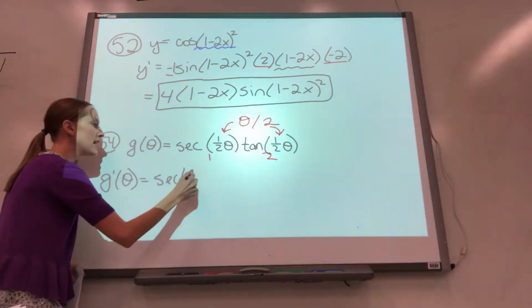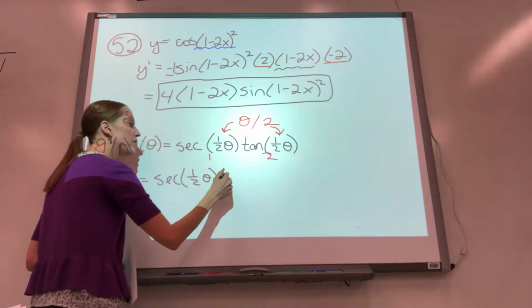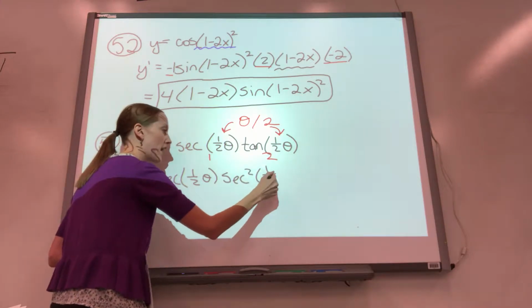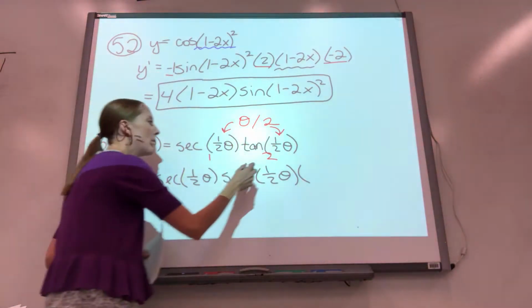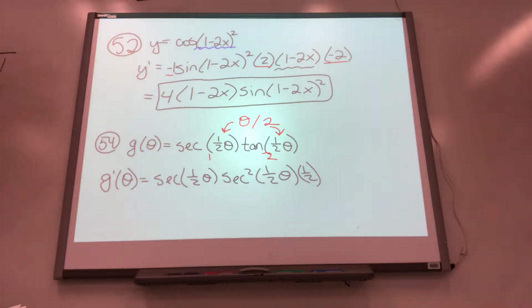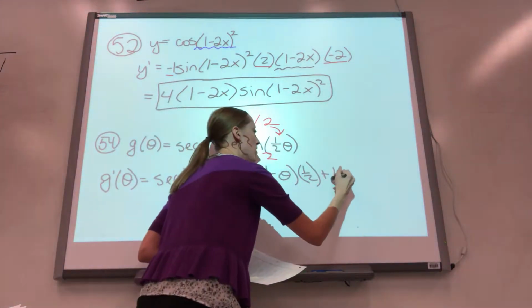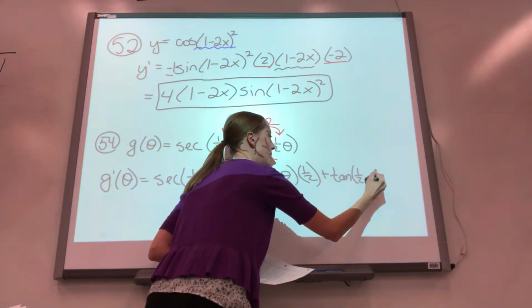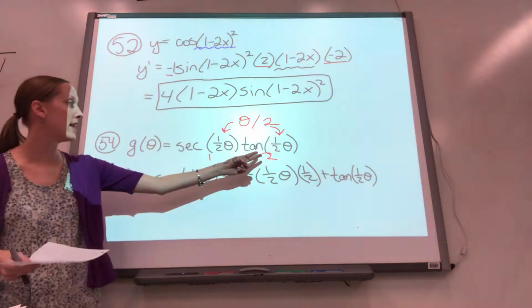D1 is just secant of 1/2 theta. D2, derivative of tangent, is secant squared. So I write that as secant squared of 1/2 theta, but then I have to come back and take the derivative of 1/2 theta, which is 1/2. I should write smaller here because I've got a little bit more to do. So this is D1 D2 plus D2 D1. We'll see if I can squeeze this in. Not going to squeeze it in, but that's all right.